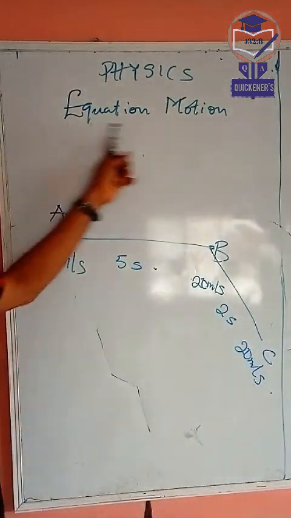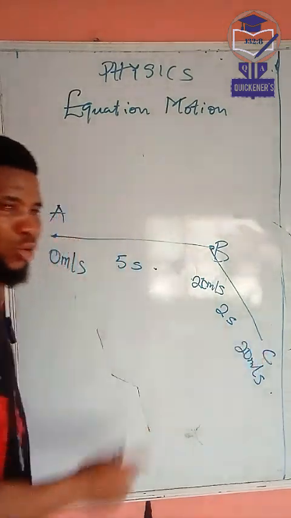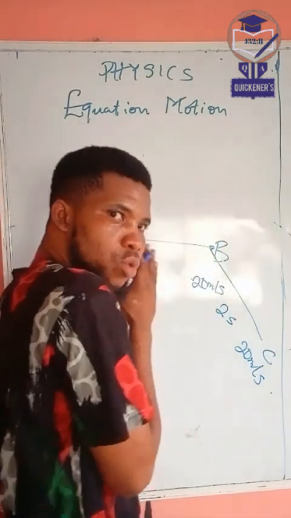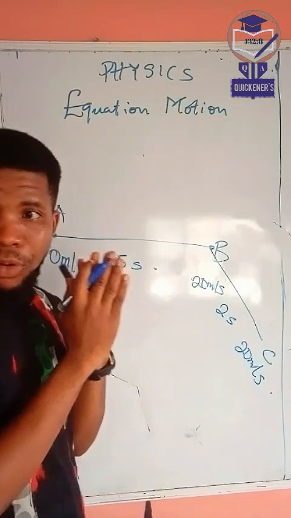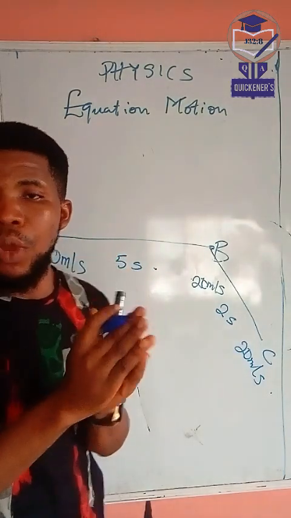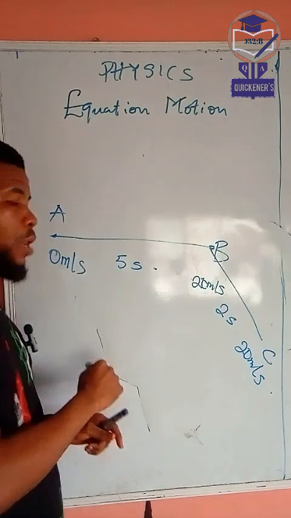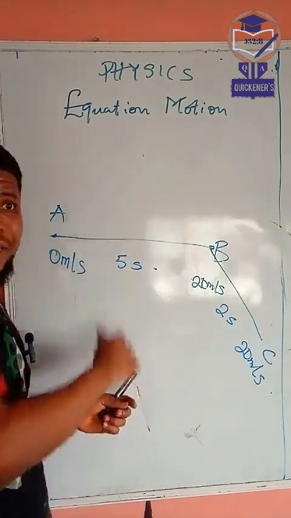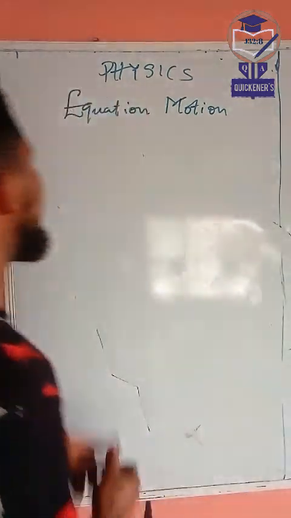The equation of motion I will use here is not applied from A to C altogether. The only way you can apply it is from A to B, do your calculation, then from B to C, do your calculation. So the best way is to have a motion graph, either a velocity-time graph or a displacement-time graph.